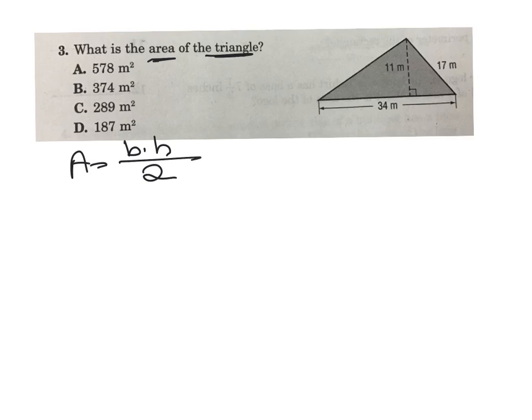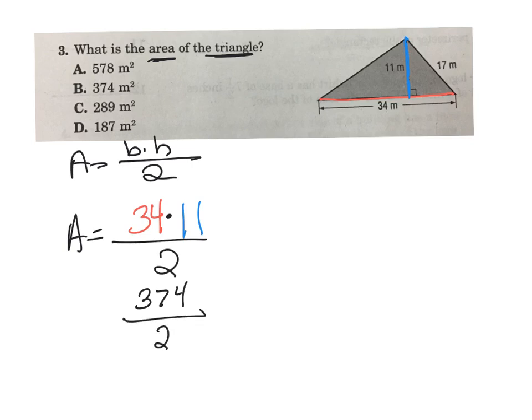All right, now that you've done it, I'm going to give it a try. I know that I have a base here of 34. Base is 34 times, I want to find my height, and my height is from the point to the base, which is 11 meters. And then I'm going to have to divide that by 2. That will get me my area. So I do 34 times 11. That gets me 374 divided by 2, which is area equals 187 meters squared.